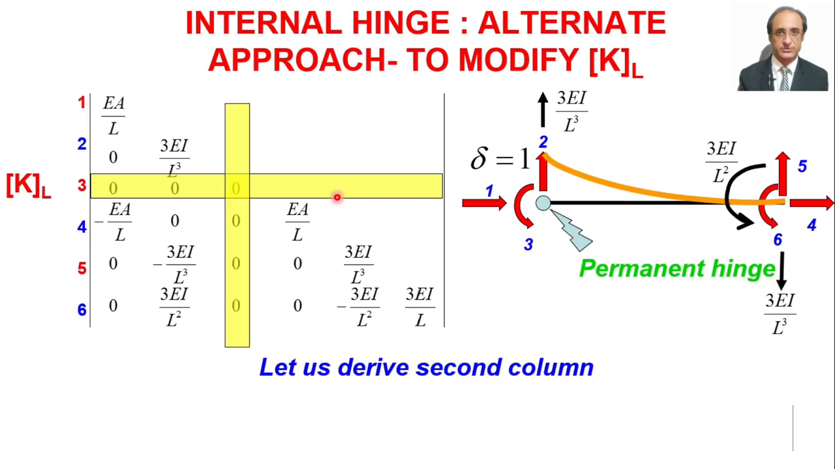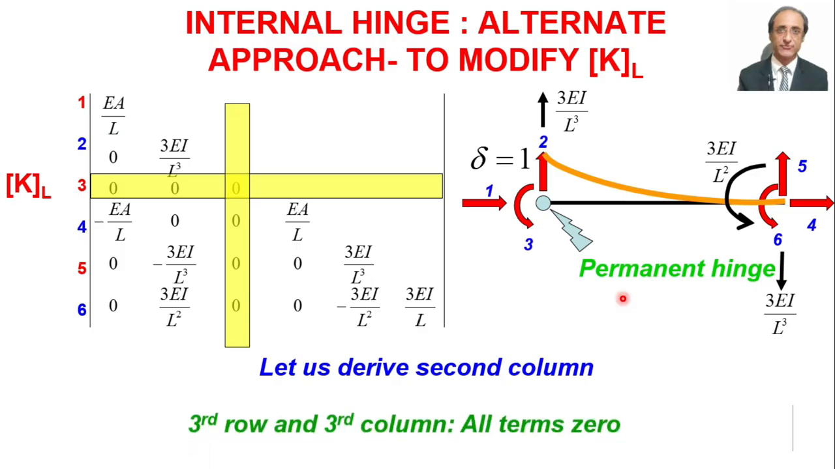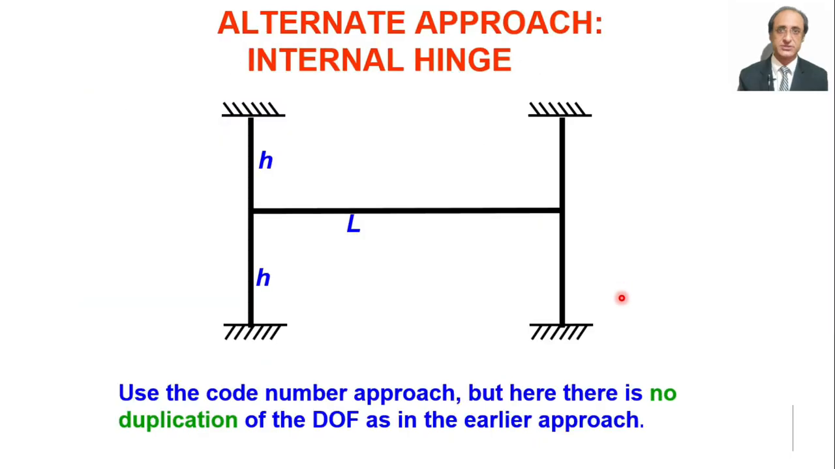Now by the same logic we can derive the other columns. But in all cases we'll find that when we are deriving different columns, the terms corresponding to the third row, for example here K32, will be 0. So in general we'll find that the third row is 0, and because the matrix is symmetric, that means that the third column is also 0. So this is the important observation we make in this particular case.